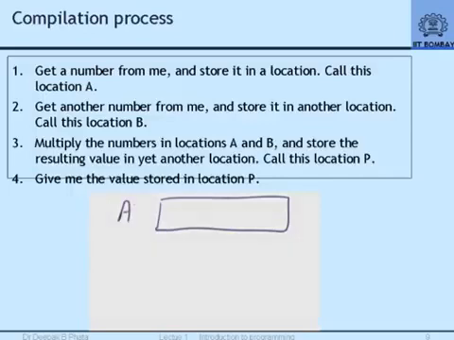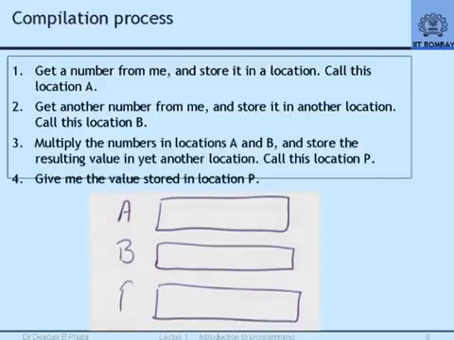It is only when I read this instruction I understand that I will need a location. I read the second instruction, it says get another number, store it in a location for B. So what should I do at this stage? Create another box sort of and call it B. Third instruction says multiply the numbers in locations A and B. Well, I already have locations A and B, but the result has to be kept in a third location called P, so I will create another location P. The fourth instruction says give me the value stored in location P. I already have location P, so I will be able to give whatever value exists inside.